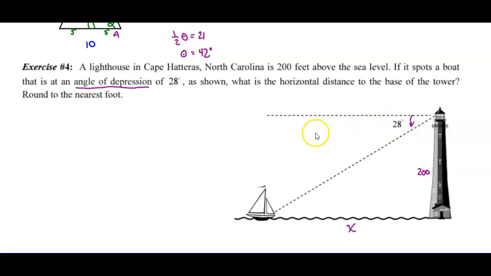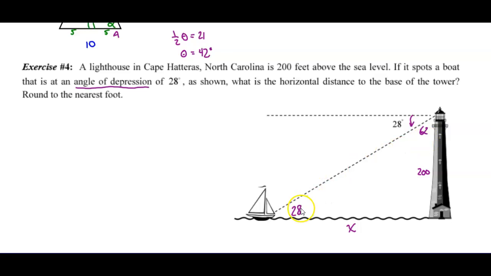All right, so what do we do with that now? Because it's not in the triangle. Well, we have two options. One option is to use this Z formation, this alternate interior pair, and just put the 28 down here. The other option is to complete the right angle at the top and make that into a 62. And the thing is, either way works.